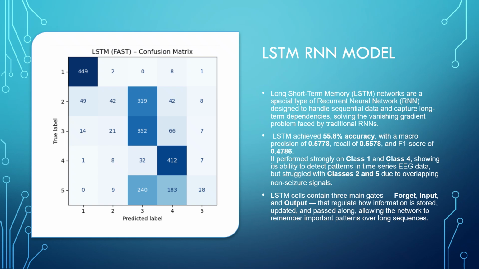The next one is the LSTM model, which stands for long short-term memory model. It is a type of recurrent neural network, RNN, designed for sequential data such as EEG signals. It has an accuracy of 55.8% with a macro precision of 0.5788, a recall of 0.5578, and an F1 score of 0.4786. It performs strongly on classes 1 and 4, but less well on classes 2 and 5 because of overlapping non-seizure signals.